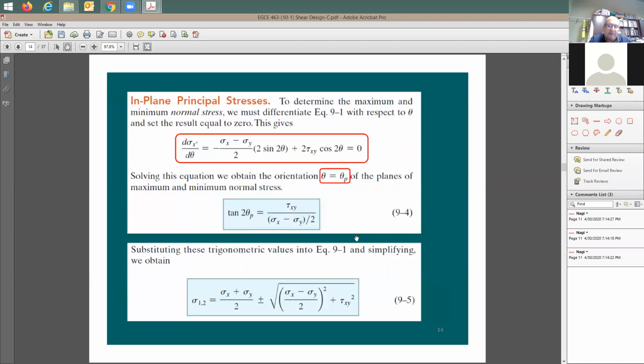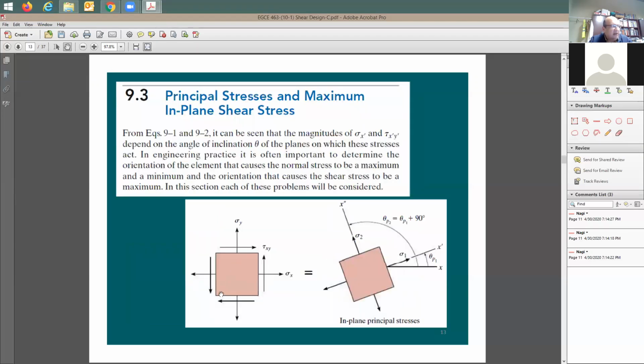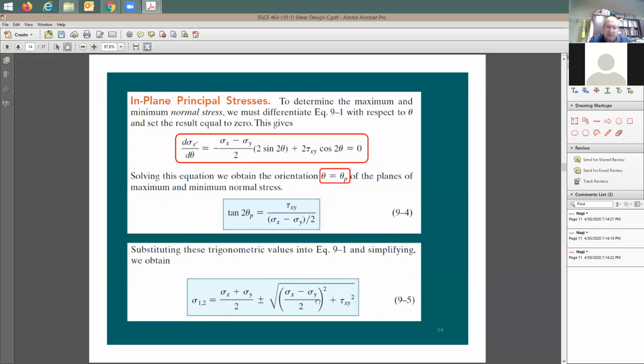To find out the principal stresses, you can use this equation. So sigma x and sigma y are going to be the stresses that you take in the stress direction before rotation. Once you rotate, you'd like to figure out sigma 1 and sigma 2 in terms of the whole stress state. And you have this equation that you have studied in the past in mechanics of materials.